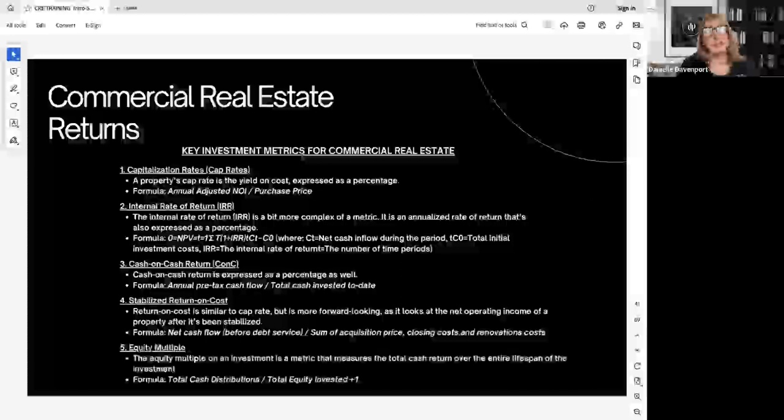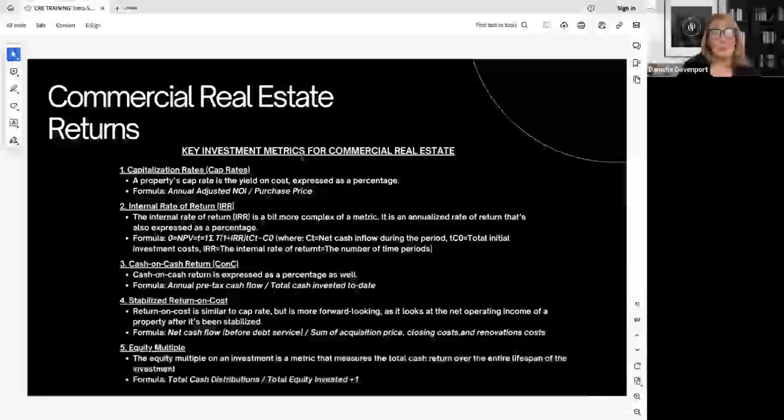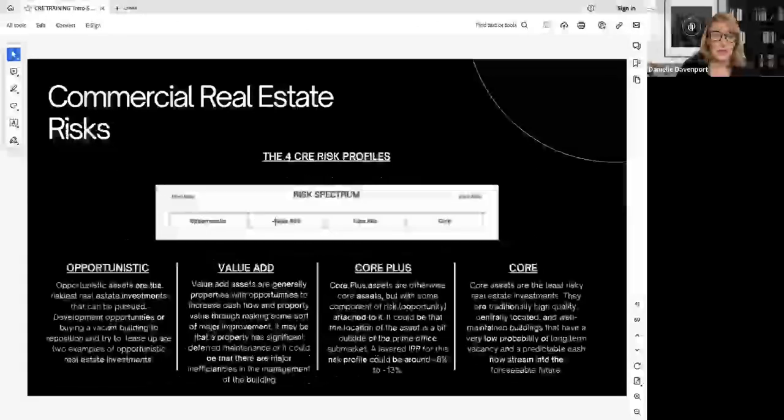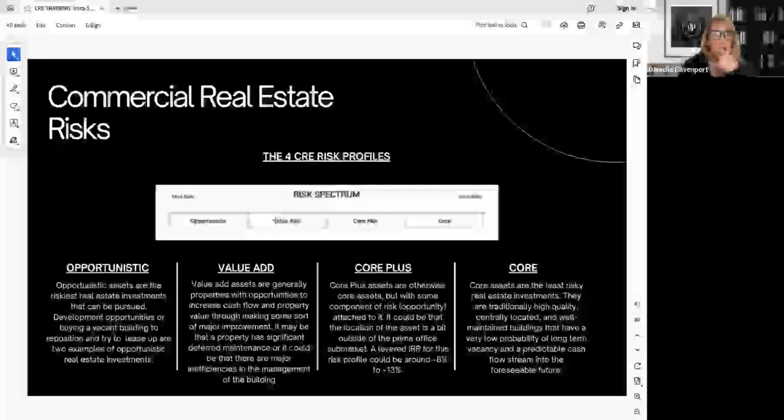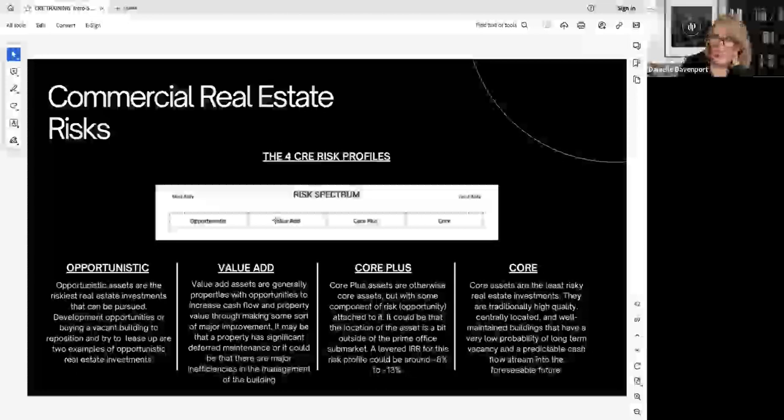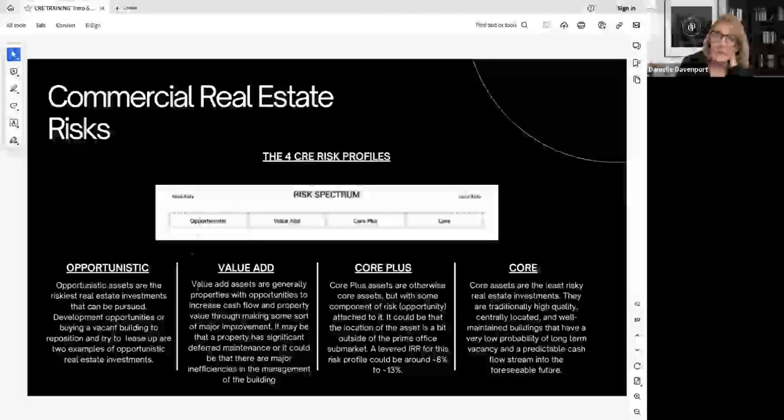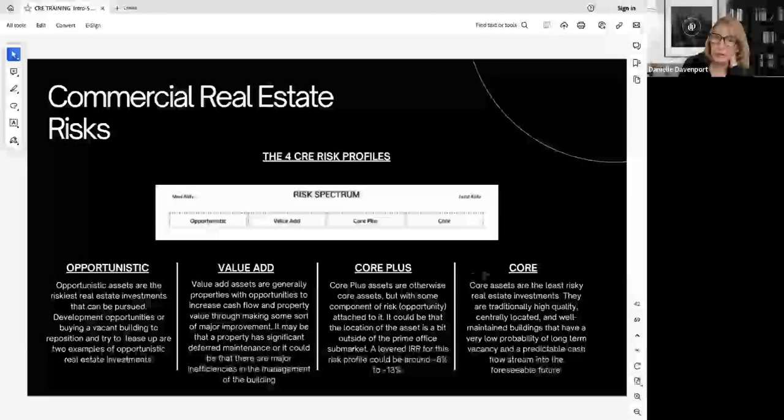So it depends. Are you looking at a stable, quiet market? Or are you looking at a high growth market? So those are some things that you need to understand as well. Commercial risk spectrum: opportunistic, value add, core plus, and core.